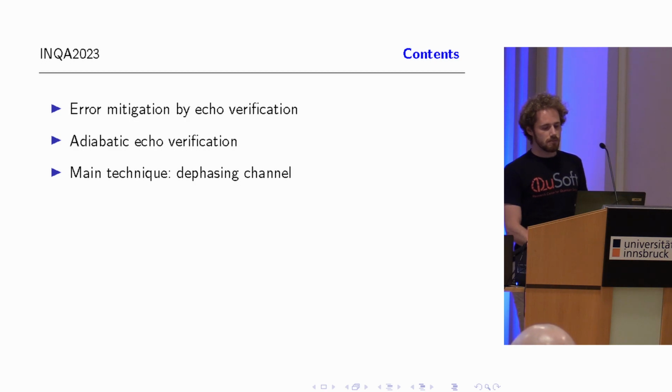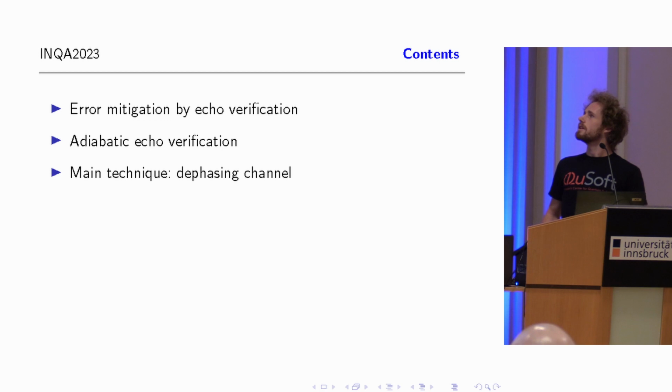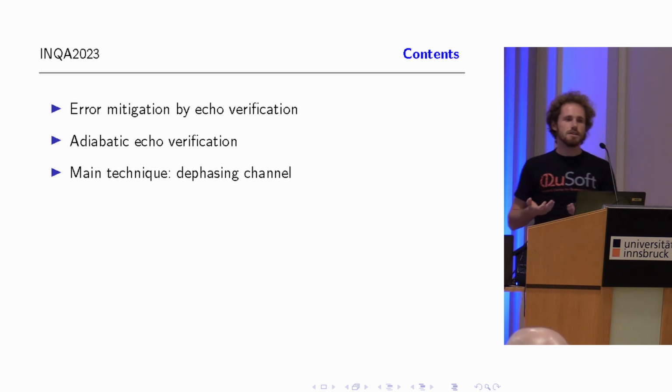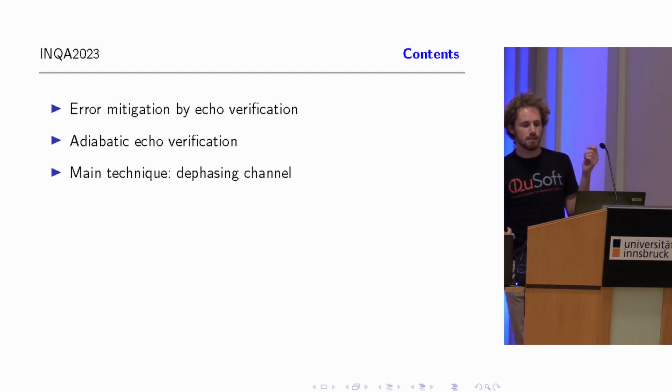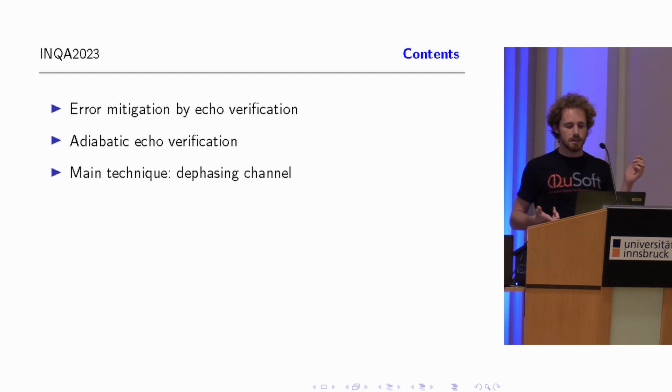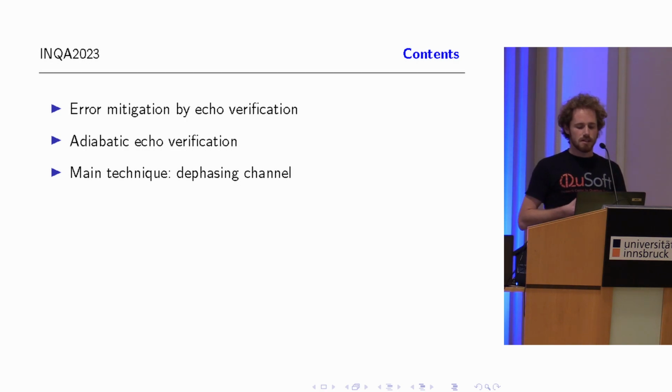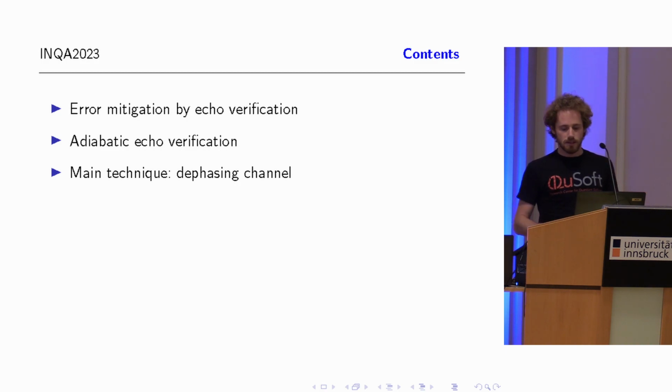So error mitigation by echo verification is interesting because, as you know, any device for state preparation, be it analog or digitized, will produce some kind of noise. And while error correction is far away, we have to resort to some kind of error mitigation method. There are a bunch of these methods, like noise extrapolation or device-specific calibration. One class that we're focusing on here is the class of purification methods.